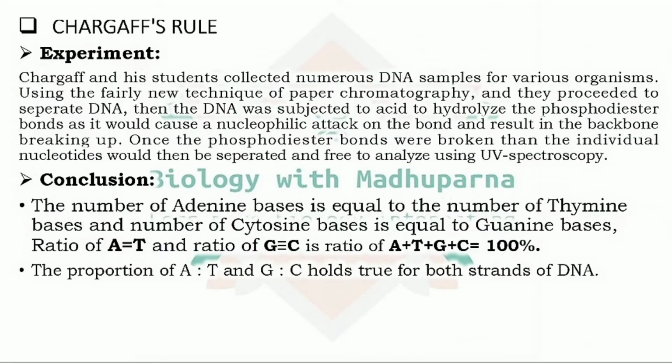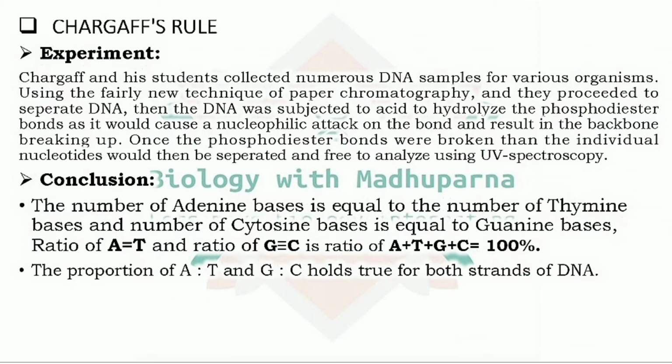In the next slide, we will be talking about Chargaff's rule. So what was this experiment and what are the rules he has given us? Chargaff and his students collected numerous DNA samples from various organisms using the fairly new technique of paper chromatography, and they proceeded to separate DNA. Then the DNA was subjected to acid to hydrolyze the phosphodiester bonds, as it would cause a nucleophilic attack on the bond and result in the backbone breaking up.